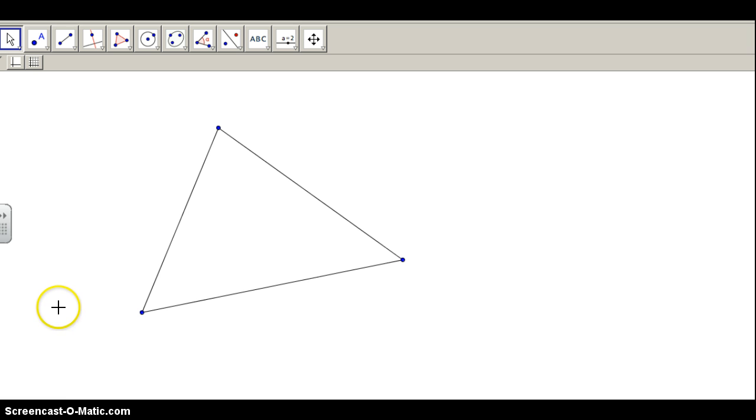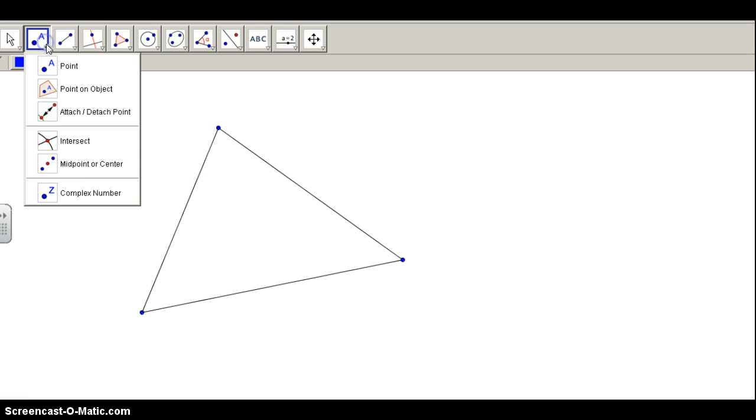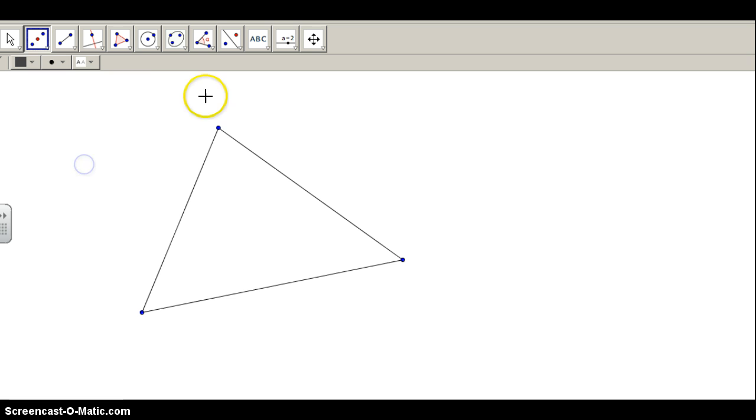And if I wanted to create medians, I'm going to need midpoints because a median is a segment from the vertex to the midpoint of the opposite side. So to create a midpoint, we go into our point menu. If I hold down, there's our option for midpoint. And I'm just going to click on the two endpoints of my segment for which I need the midpoint, here.